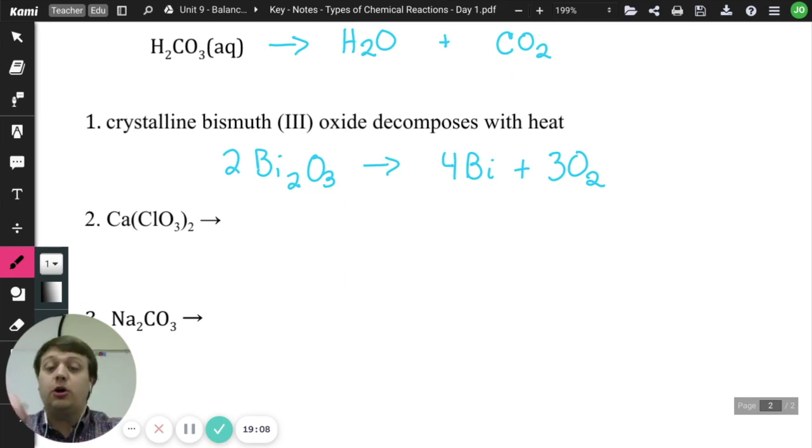And you actually could show that with heat, right? Remember on the last set of notes, we talked about how if we add heat, what we would do is put a change in heat over the top of that arrow there. And then 4 bismuth and 3 O2, okay? All right, I'm going to leave these last two as practice for y'all to do on your own.